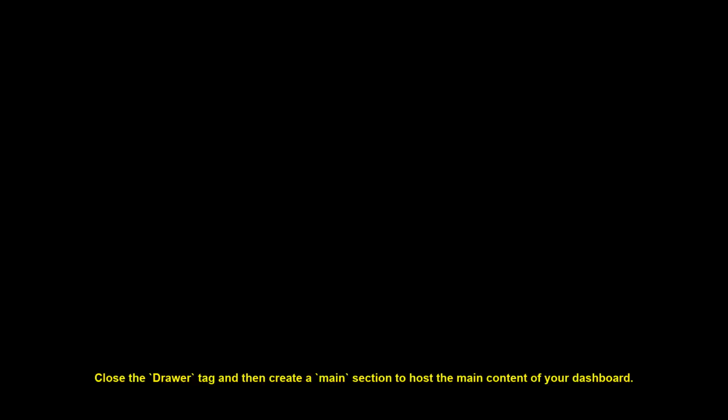Close the Drawer tag and then create a main section to host the main content of your dashboard. In this main section, you can add other Material UI components, such as Paper, to display content cards.